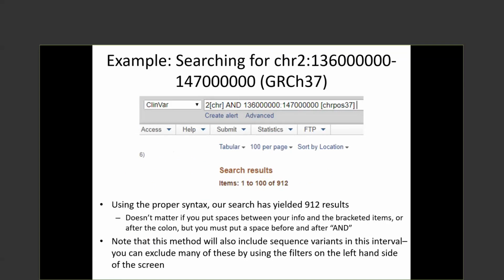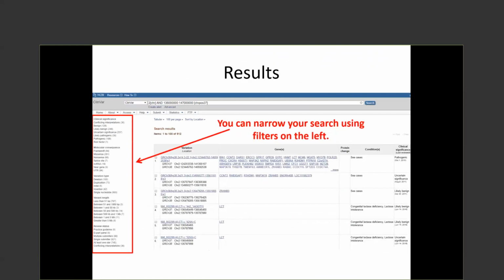However, you can exclude many of these by using the filters on the left-hand side of the screen, which we will review next. And also keep in mind that you can use the filters to exclude CNVs by selecting kind of almost the opposite of what I'll show you next, if that is in fact what you would like to do. So this is just showing you what those results look like. The red box and arrow is drawing your attention to the location of those filtering options that I just mentioned.